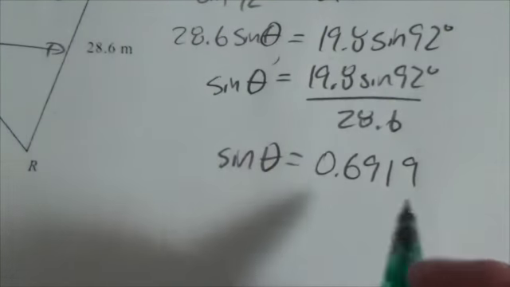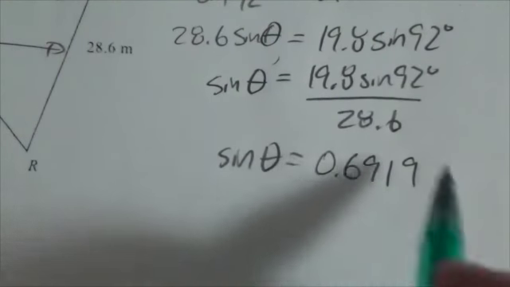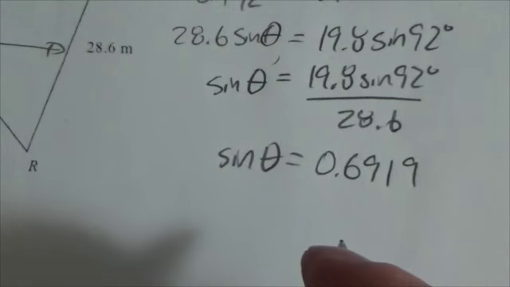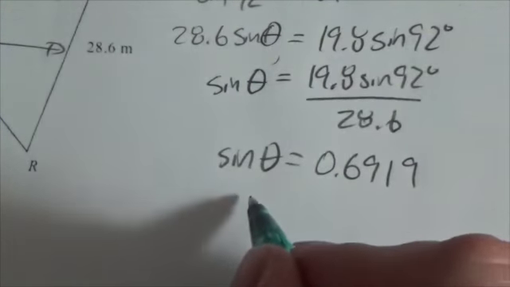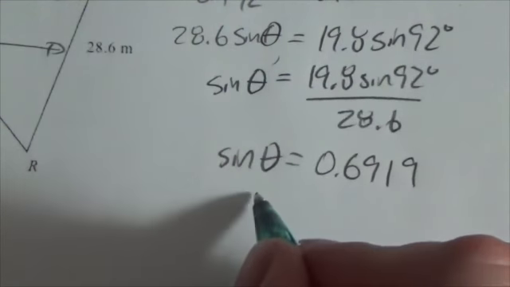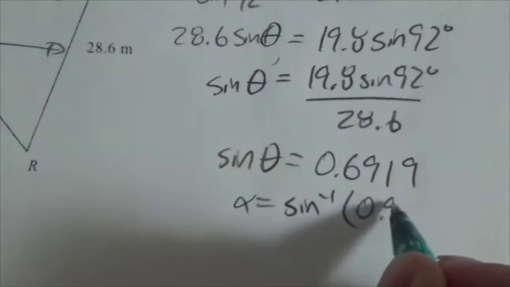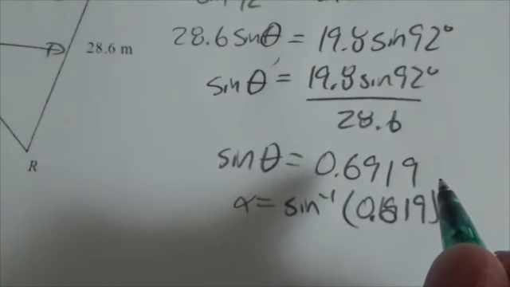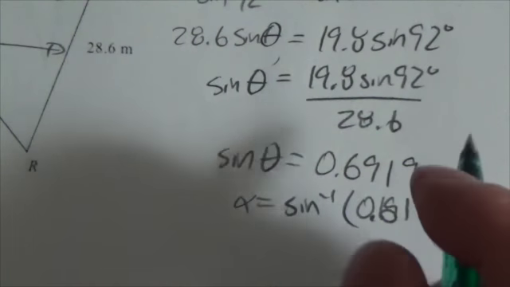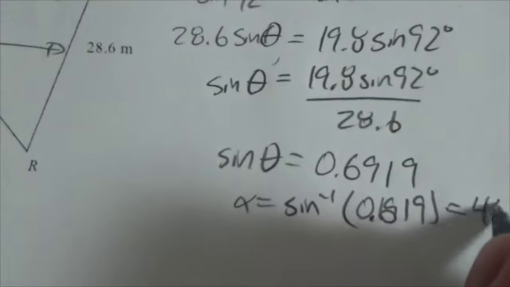Now, we run into a little bit of an issue here because this is the sort of question that I've been answering much earlier in this chapter. Sine is positive. Well, what two quadrants is that positive in? Well, it's going to be quadrants 1 and 2. So the first thing that I'm going to do is take the inverse sine of 0.6919.